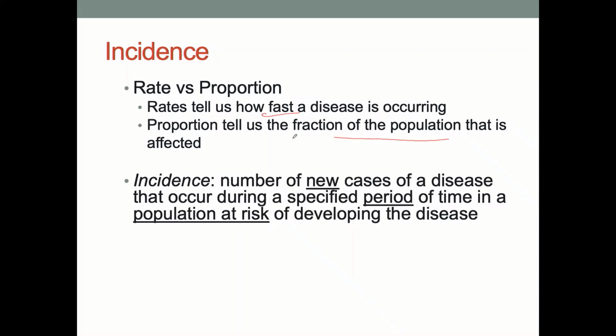So this is a definition of incidence. You should know it from a previous class. Number of new cases of a disease that occur during a specified period of time in a population at risk. So we have three terms. New, right? They're not old or existing. They're new cases during a specified period, and in a population at risk.